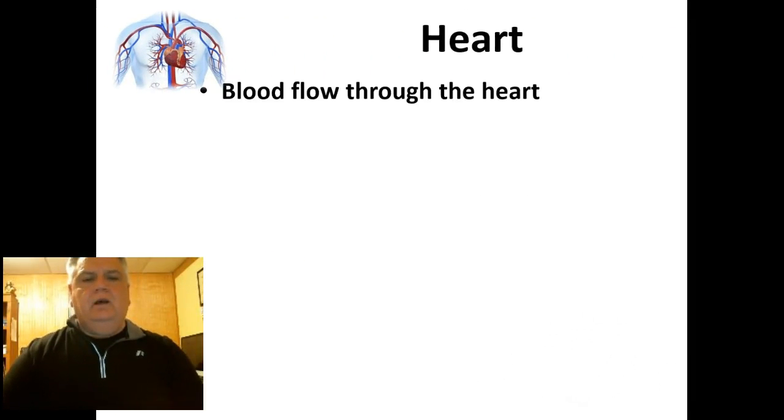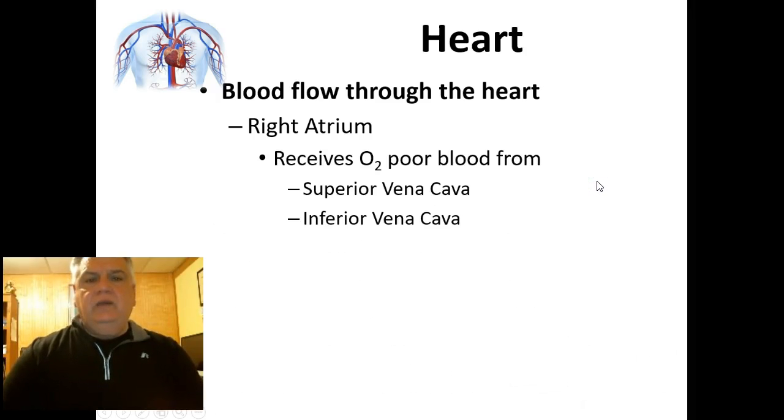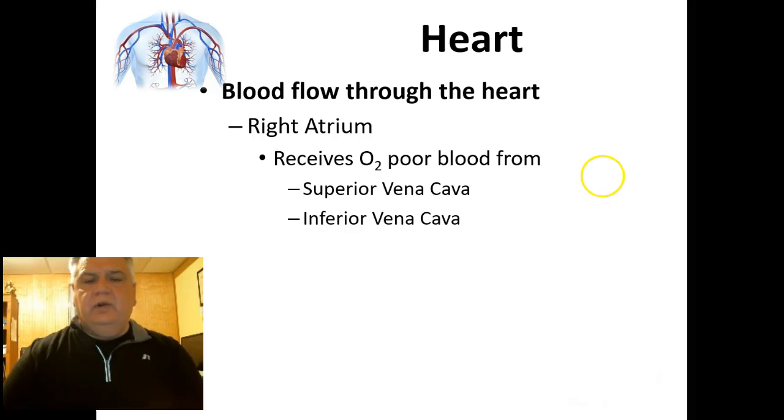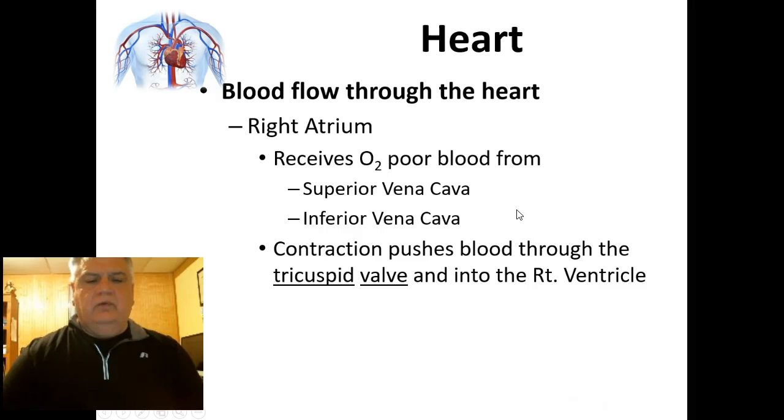So with that in mind, let's take a look at the overall view of blood flow through the heart. Let's begin at the right atrium. The right atrium is going to receive oxygen-poor blood from two major blood vessels: the superior vena cava, which is going to drain the head, neck, and chest. All the blood from the head, neck, chest, and upper extremities is going to enter the right atrium via the superior vena cava, and the inferior vena cava, which brings blood back from the lower extremities and the torso into the right atrium once again.